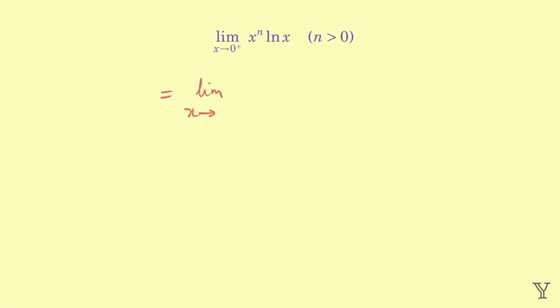To do this, let us rewrite x^n as 1 upon x^(-n). We have now converted this limit to the infinity upon infinity form. This is now a type 1 problem where L'Hopital's rule is directly applicable.